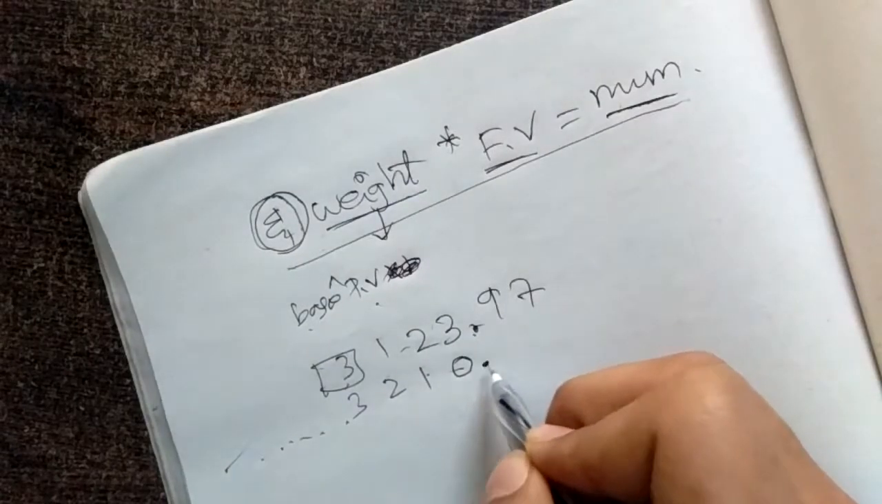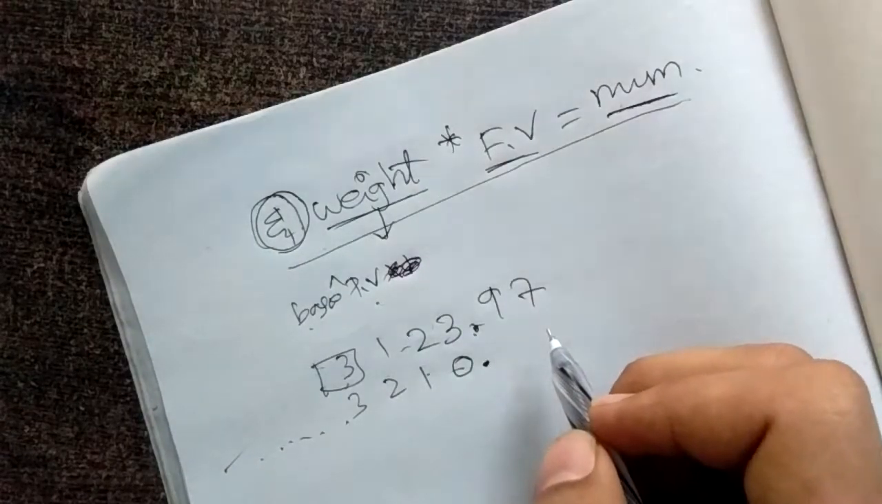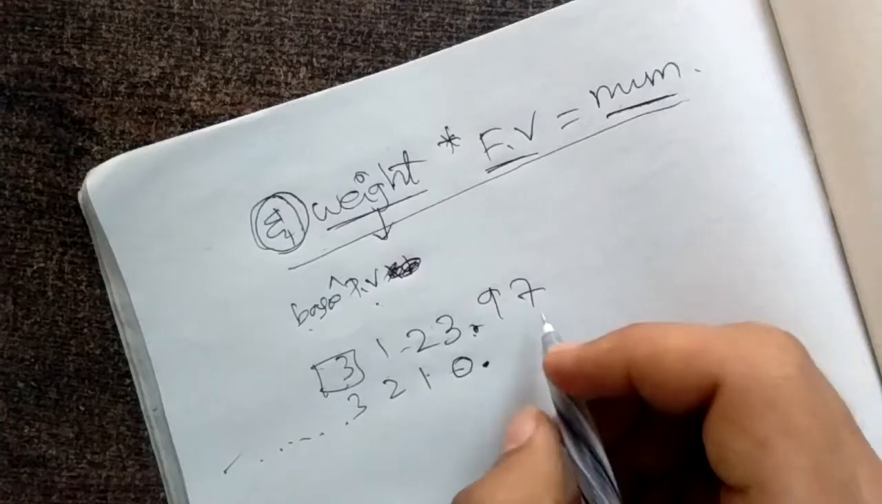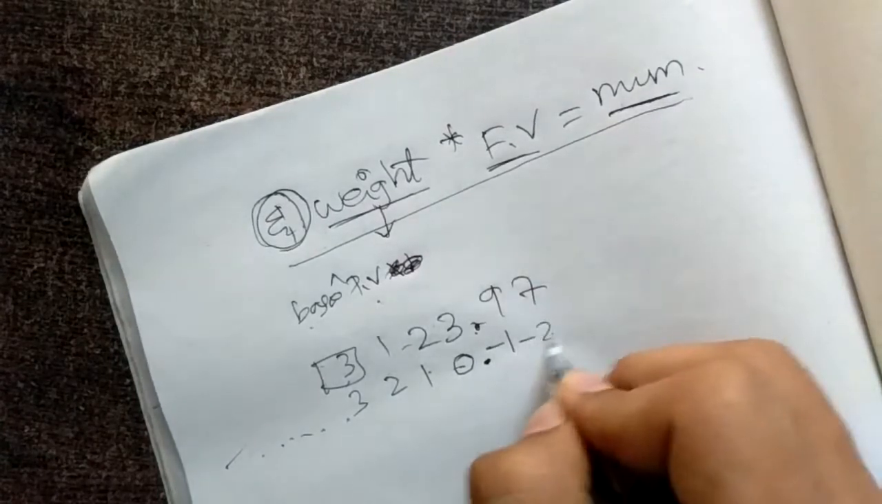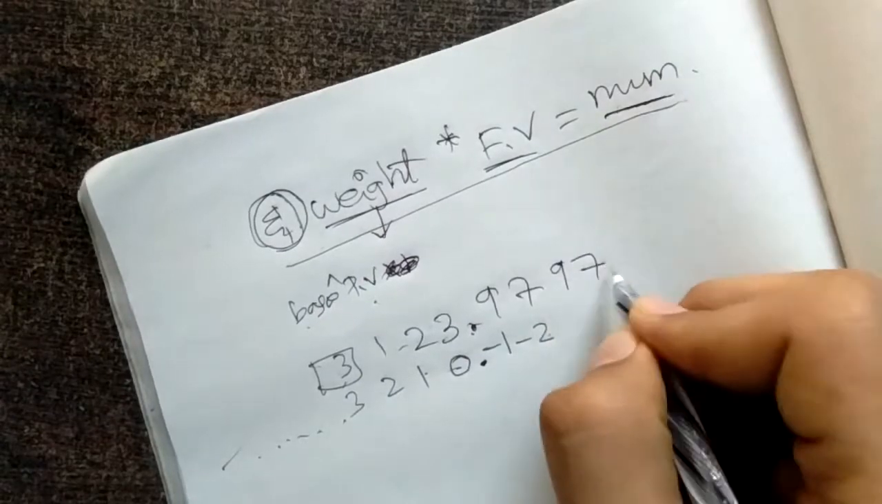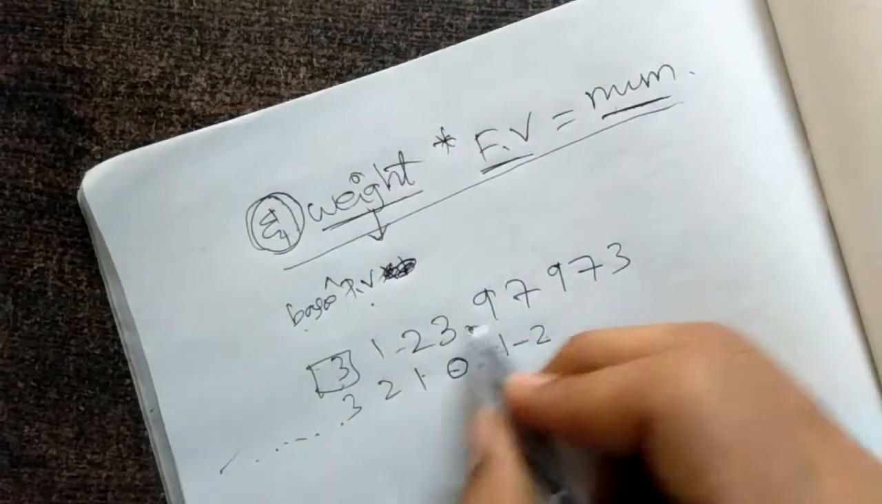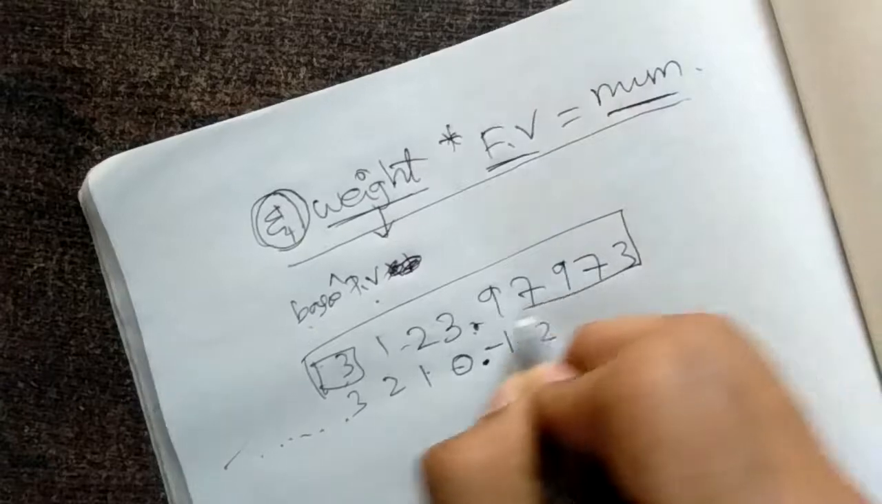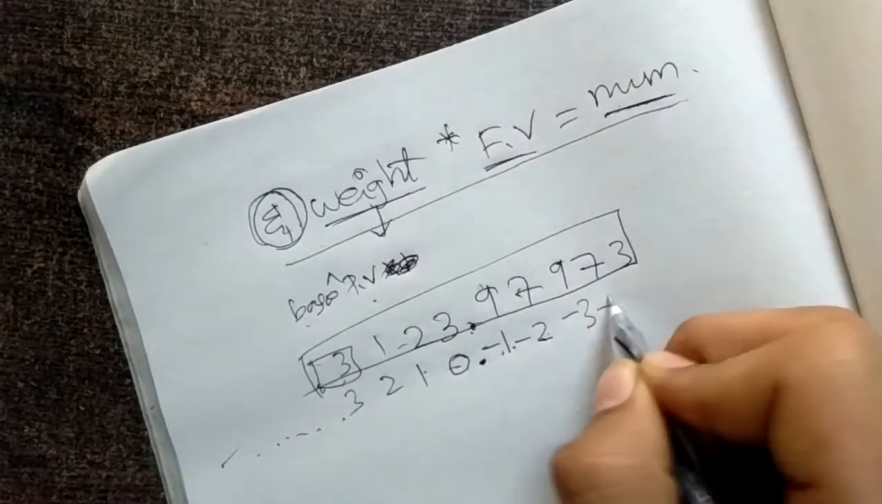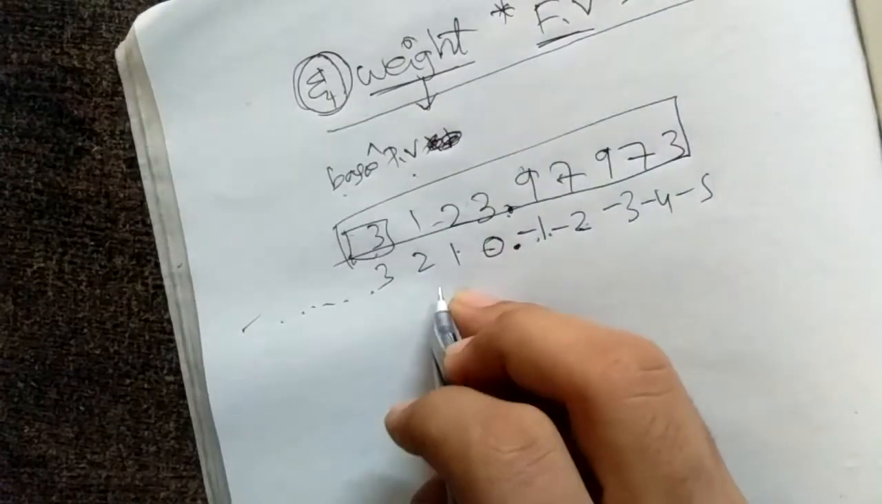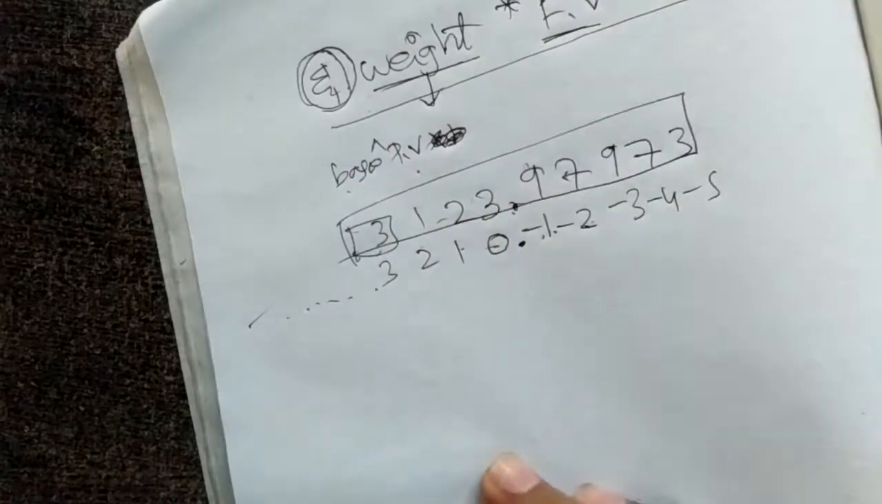Coming to the numbers which are on the right side of the decimal point, you are going to go into the negative side, like this is 0, minus 1, minus 2. Let's say 3123.97973 is your complete number. So this is minus 1 position, minus 2 position, minus 3, minus 4, minus 5 position. So now I want to calculate this number in decimal system.